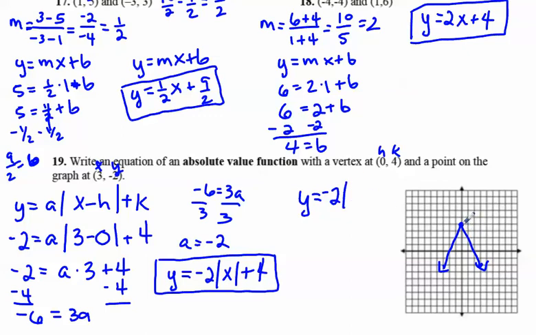Absolute value. My vertex did not move left or right, so there's no plus or minus inside the absolute value. But I did move up, so to move this up 4, I need a plus 4. So notice, it's the same equation whether you approach it algebraically or graphically.